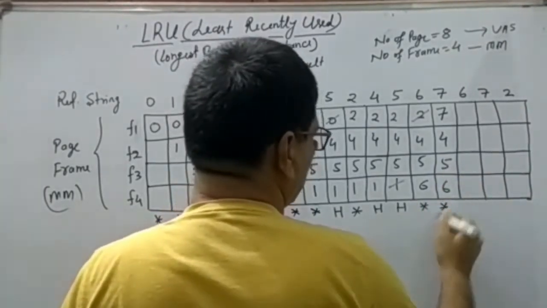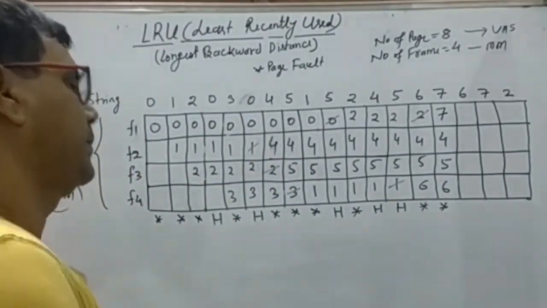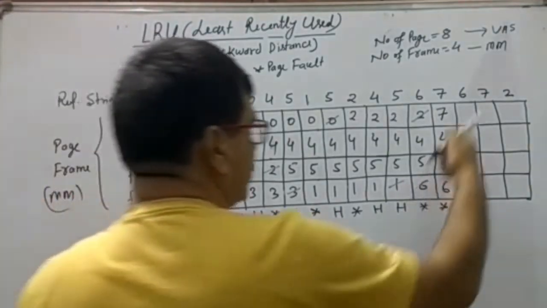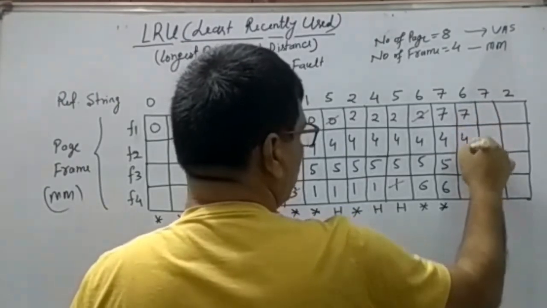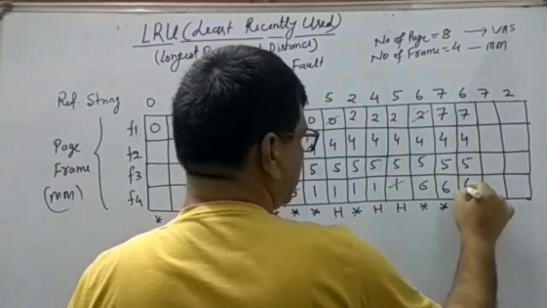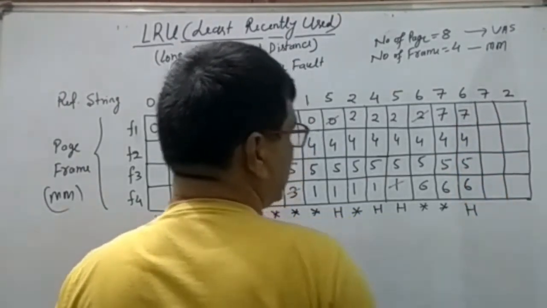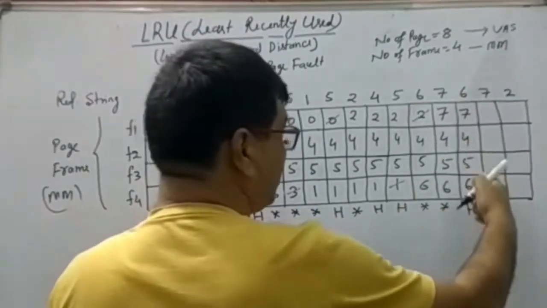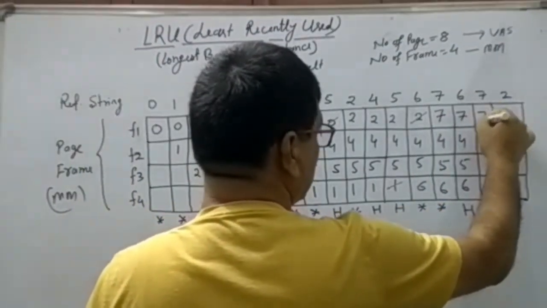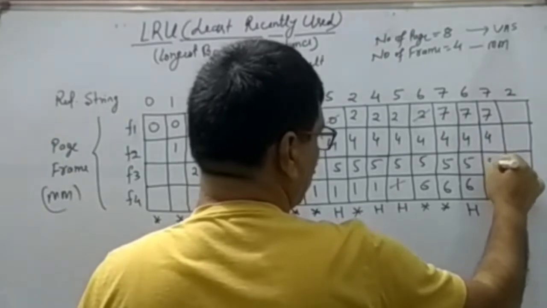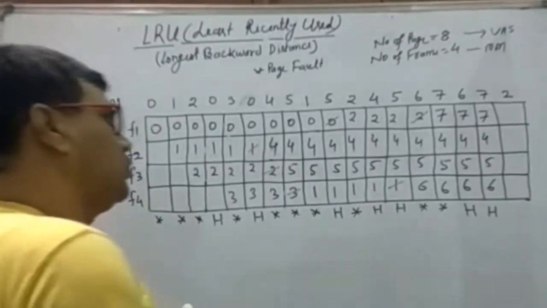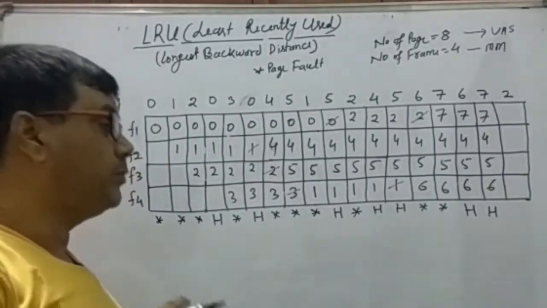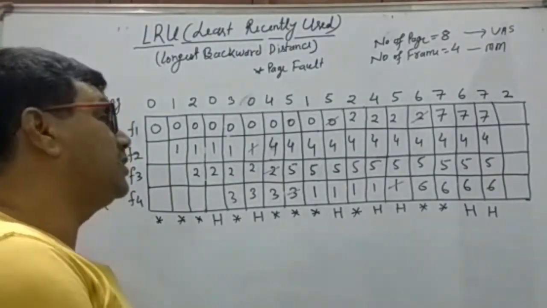This is the page fault also. Now page number 6 arrived. 7, 4, 5, 6, and that is a hit. Page number 7 arrived. That is also a hit, because 7 is already available. Now page number 2 arrived. When page number 2 arrived, which page will be replaced?